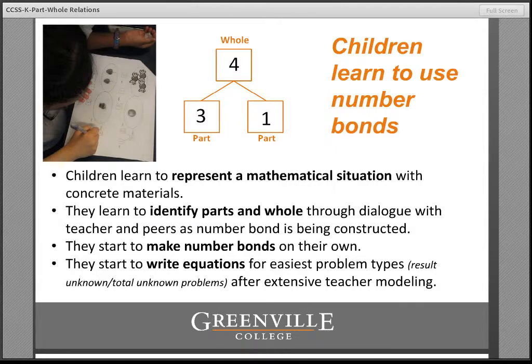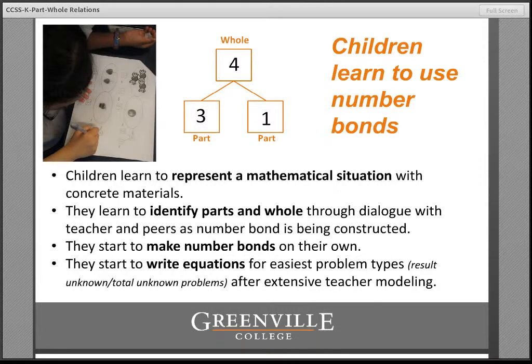So children learn then to actually represent mathematical situations in slightly more abstract forms, first beginning with concrete and then with a number bond as shown here. And they learn to identify within a problem what a total is and what the parts are. So that's really important as they get into even more problem types in first grade. If they have the capacity to kind of analyze a problem and think about what a total is and what the parts are, that is a huge advantage for them. They learn to make number bonds on their own, and they learn how to use a number bond to help them think through how to write an equation.